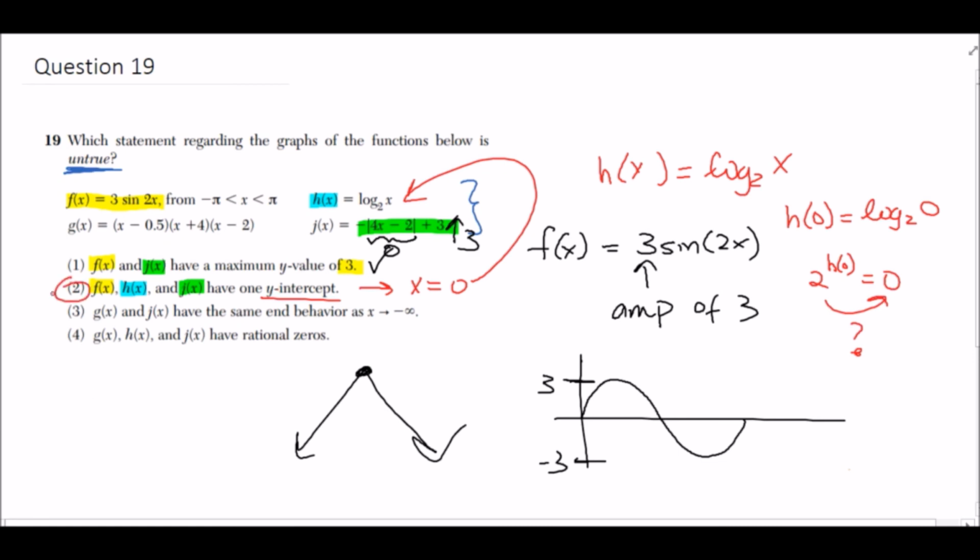So the answer is 2. It's not possible to produce a y-intercept from a log function. And at this point, since we know that is certainly untrue, you don't actually even need to check the other two.